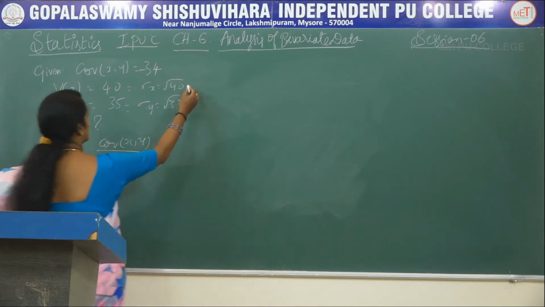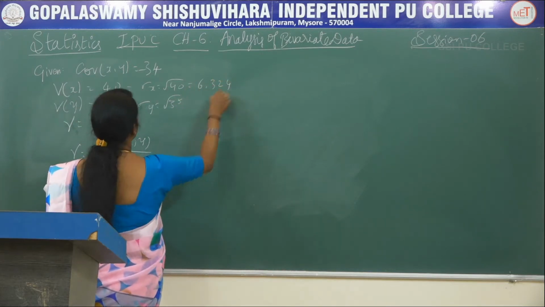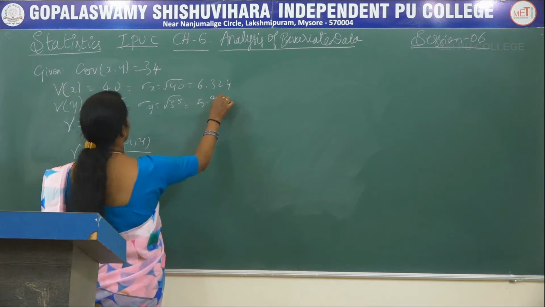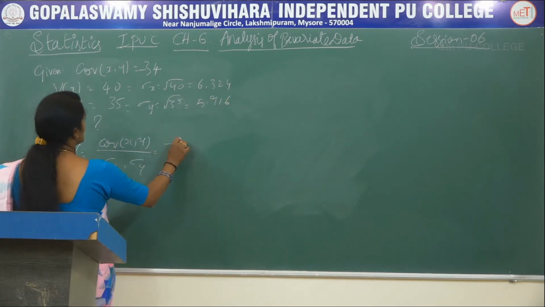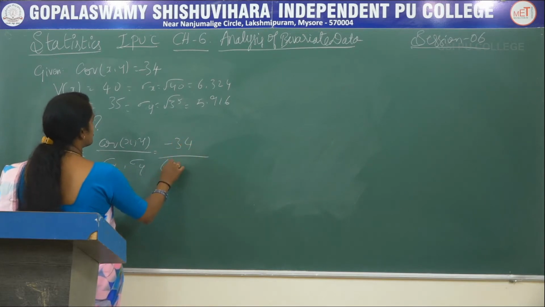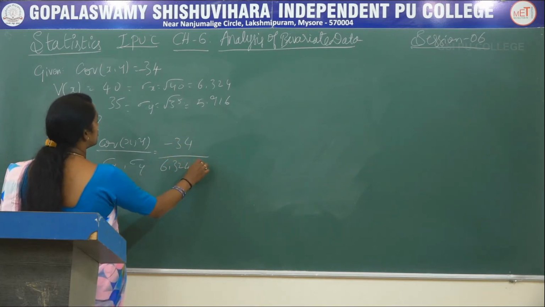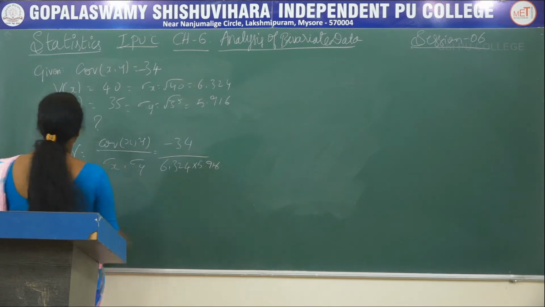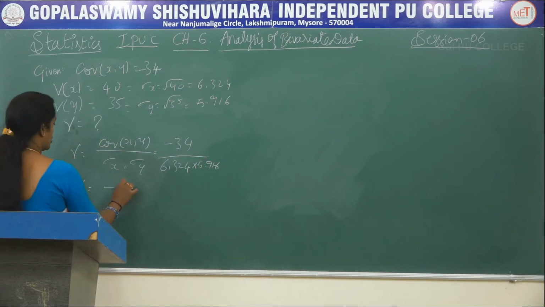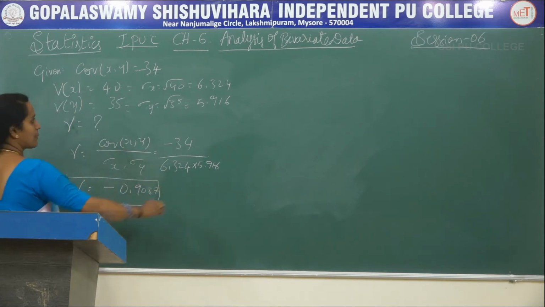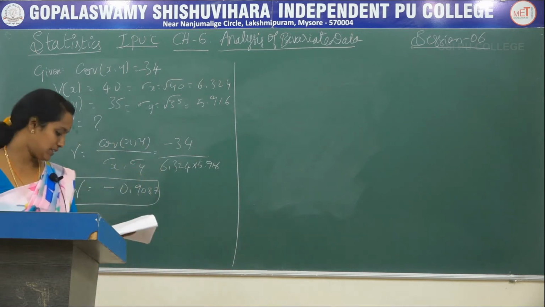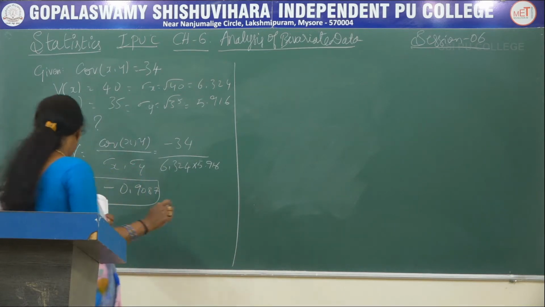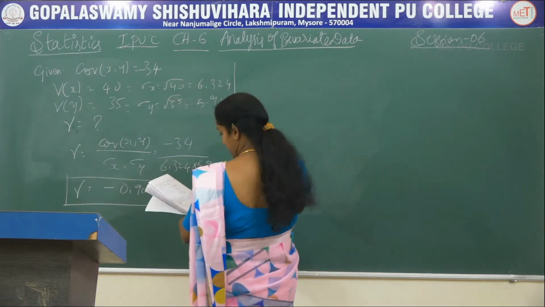This is 6.324 and this is 5.916. Substitute that here. This is minus 34 divided by 6.324 into 5.916. So R is equal to minus 0.9087. In examination you will get this type of problem for 2 marks.